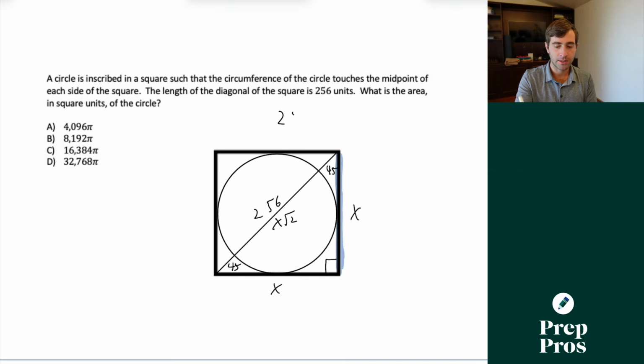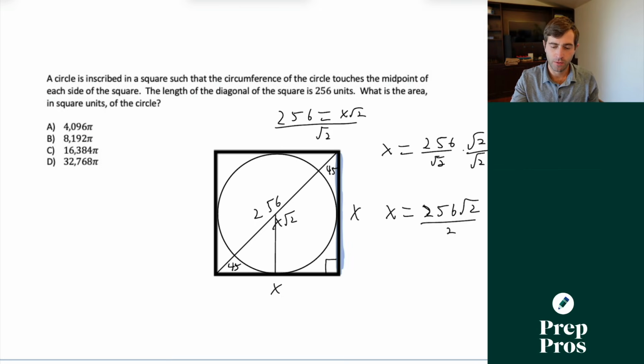We simply are going to say 256 is equal to x root 2. We're going to divide both sides by root 2. That will give us that x is equal to 256 over root 2, and therefore x is equal to 128 root 2. Now we want to remember, we were looking for the radius, which is going to be half of x. So that's going to be 64 root 2 is equal to the radius here.